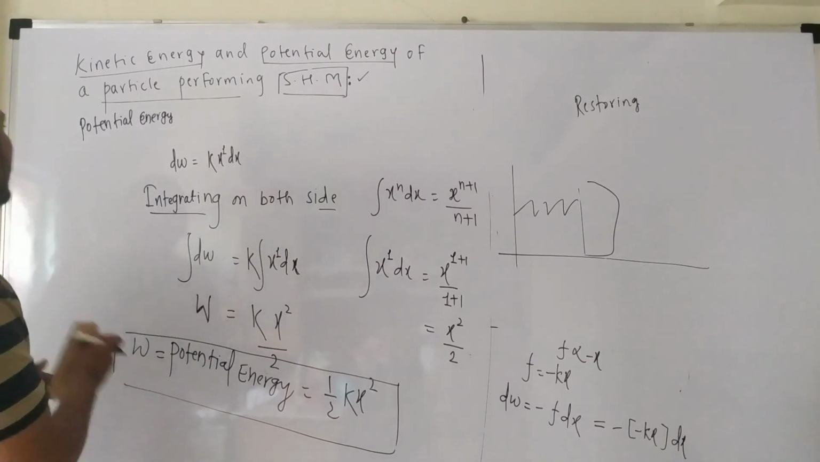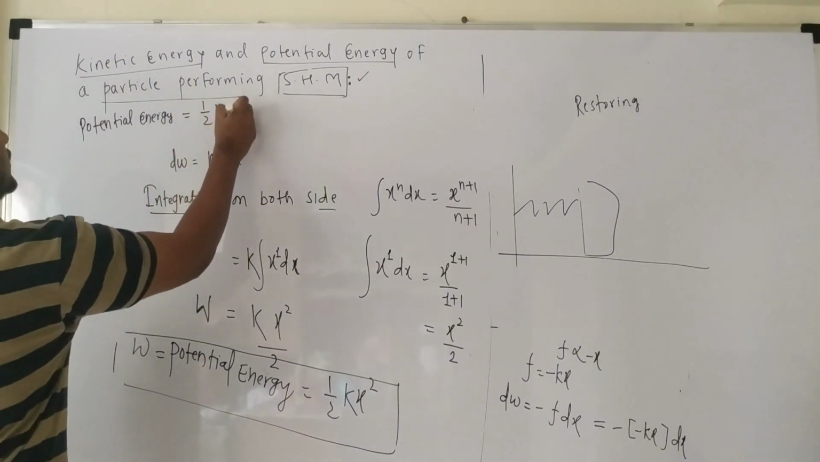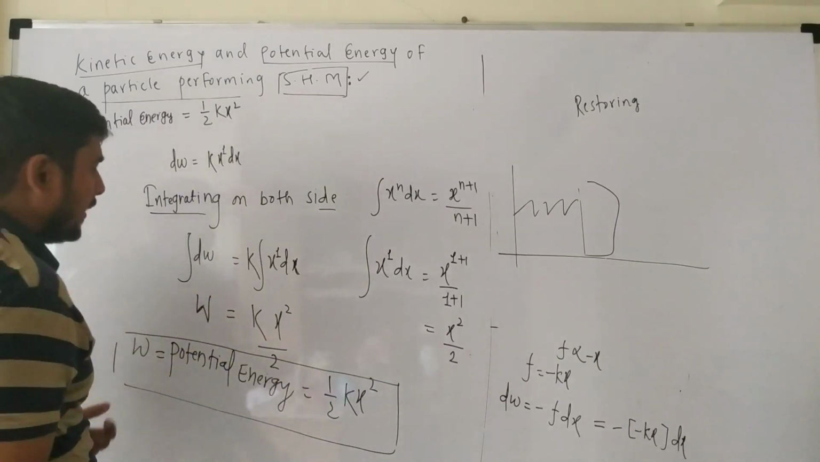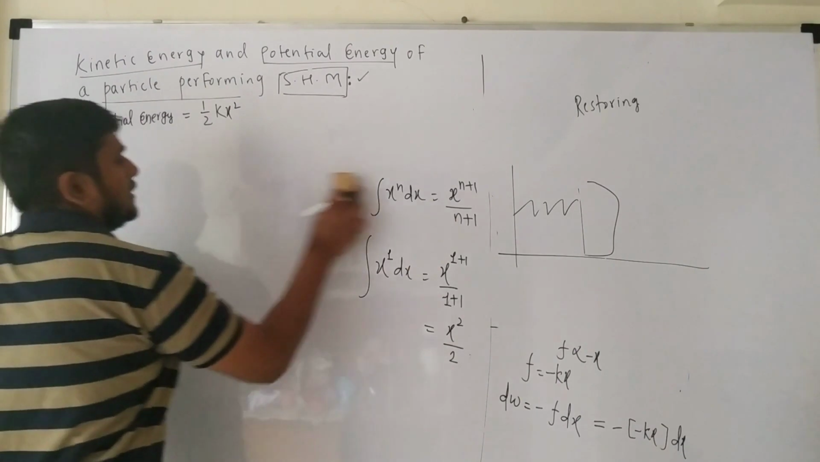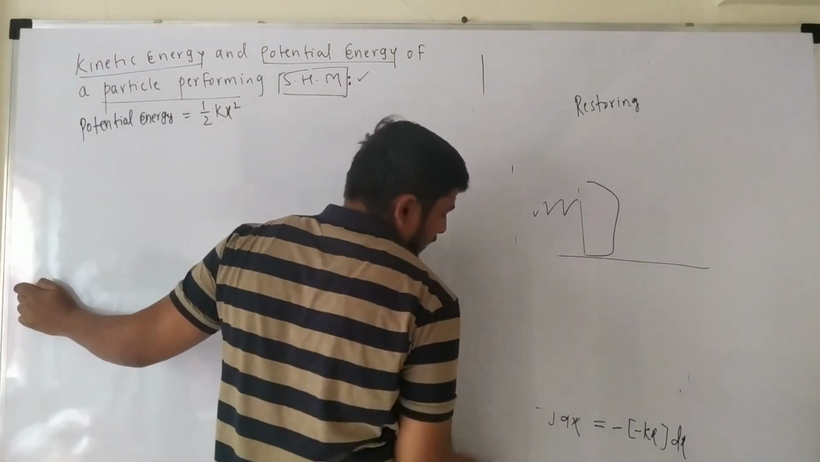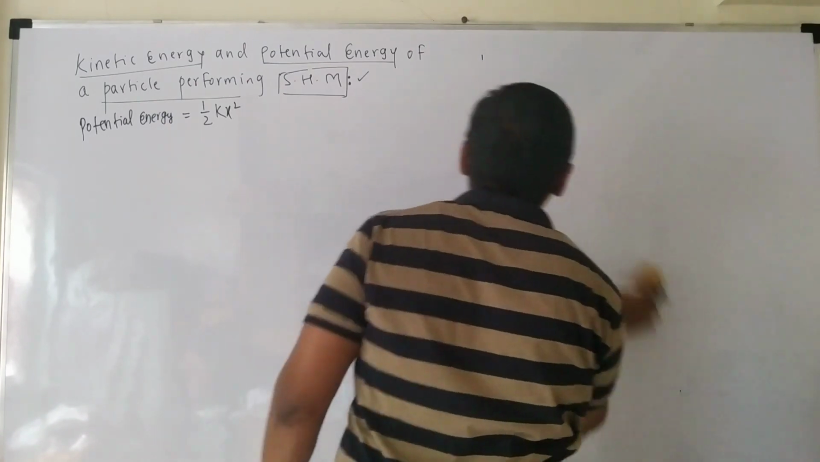So we got the formula for the potential energy, that is equal to 1/2 kx². Now again try to find out the values of kinetic energy. So what is kinetic energy? Now kinetic energy, we know that it is due to motion. Kinetic energy is due to what? It is due to, we can say, velocity.